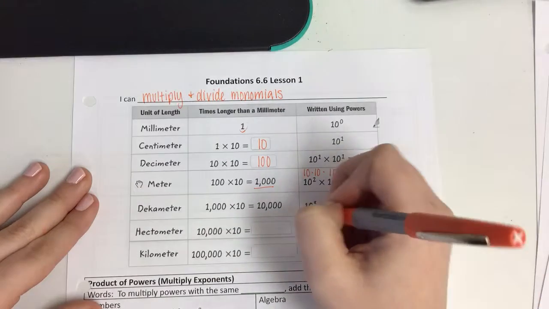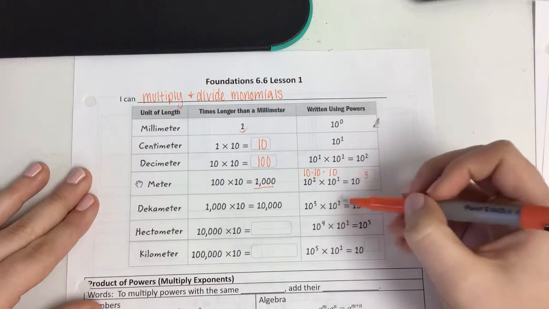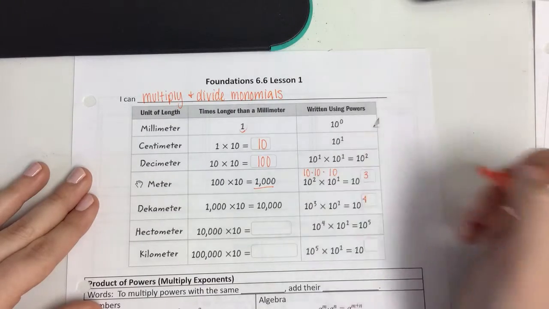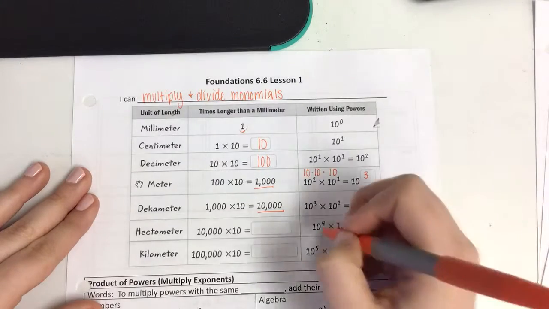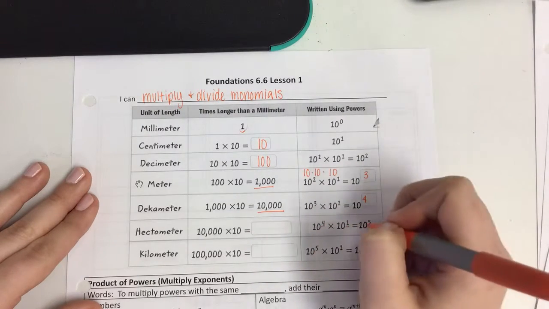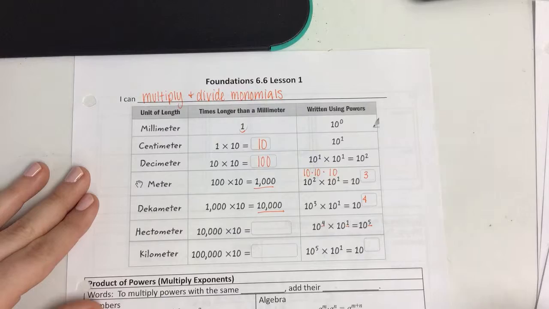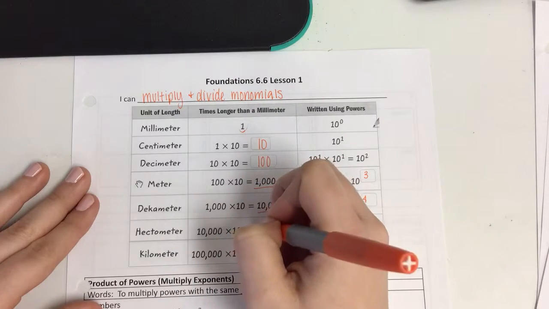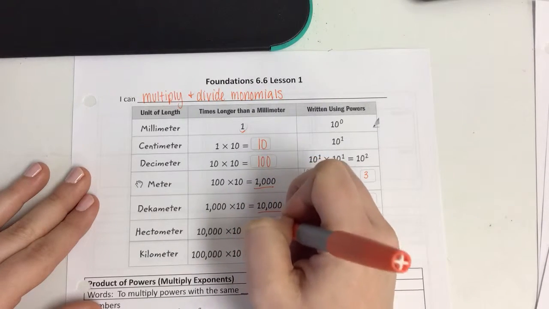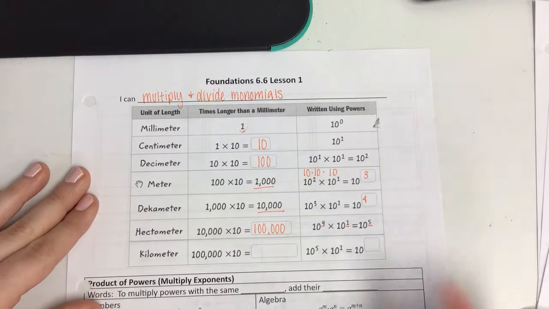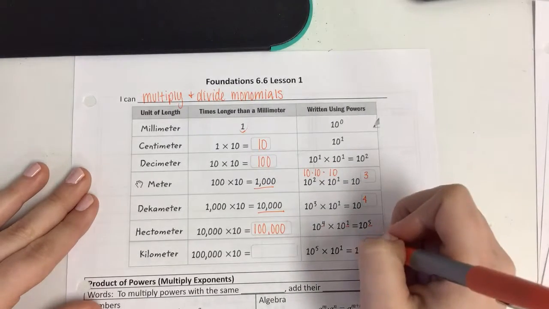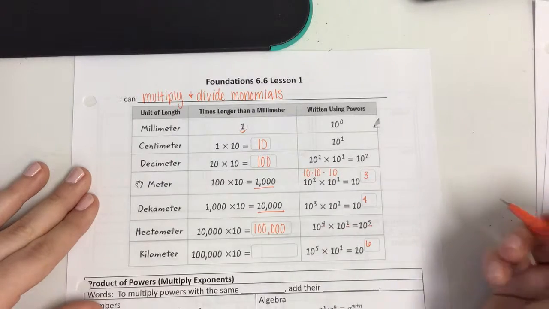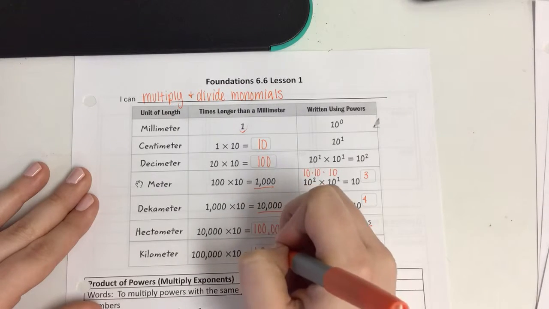10 to the third power is 3 tens, times another 10 is 4 tens, so that's 10 to the fourth power, or 10,000. 10 to the fourth power times 10 to the first power is going to be 10 to the fifth power, which is 100,000. And then 10 to the fifth power, so 5 tens, times another 10 is 6 tens, or 10 to the sixth power, which is 1,000,000.